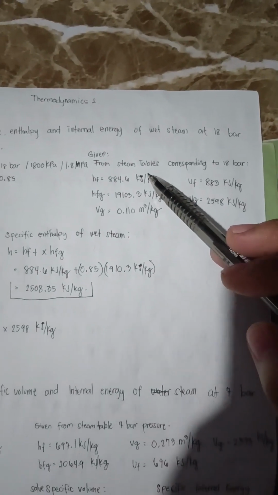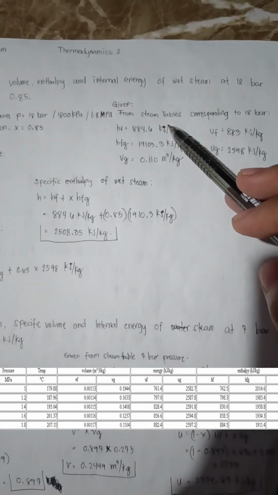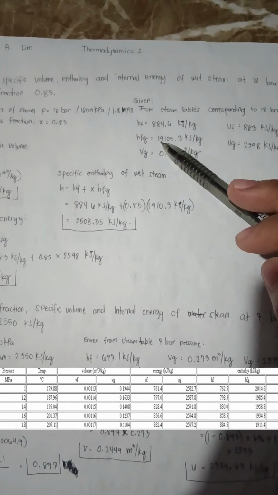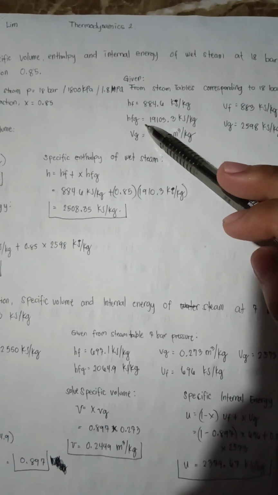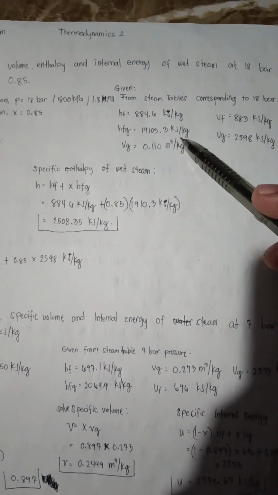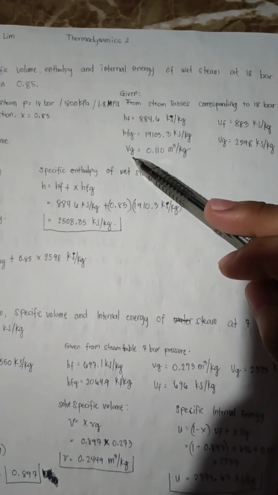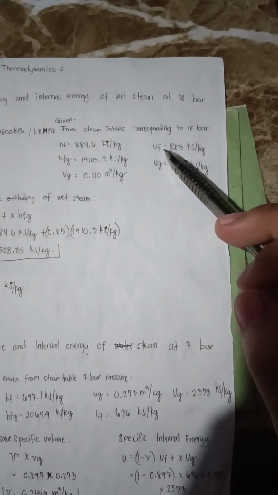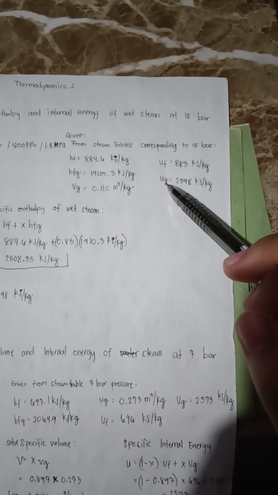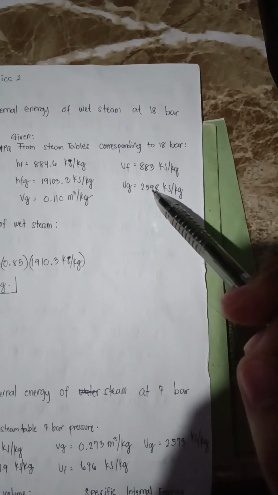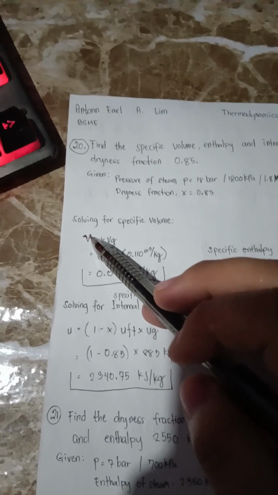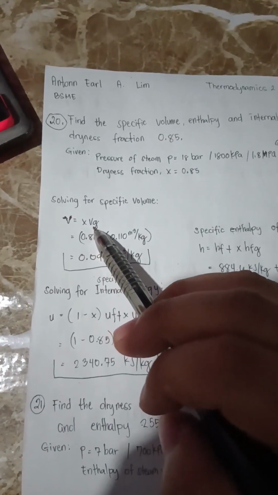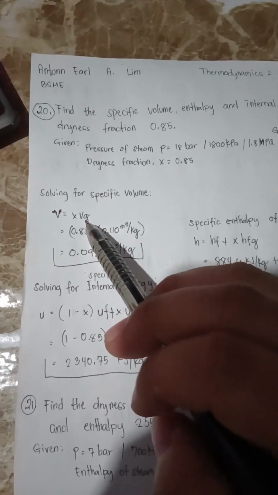Based on the given in the steam tables, I will flash on the screen the values corresponding to 18 bar. The enthalpy of saturated liquid is 884.6 kilojoules per kilogram. The enthalpy of vaporization HFG is equal to 1910.3 kilojoules per kilogram. The volume of saturated vapor is 0.110 cubic meter per kilogram. The internal energy of saturated liquid UF is equal to 883 kilojoules per kilogram. The internal energy of saturated vapor is equal to 2,598 kilojoules per kilogram.